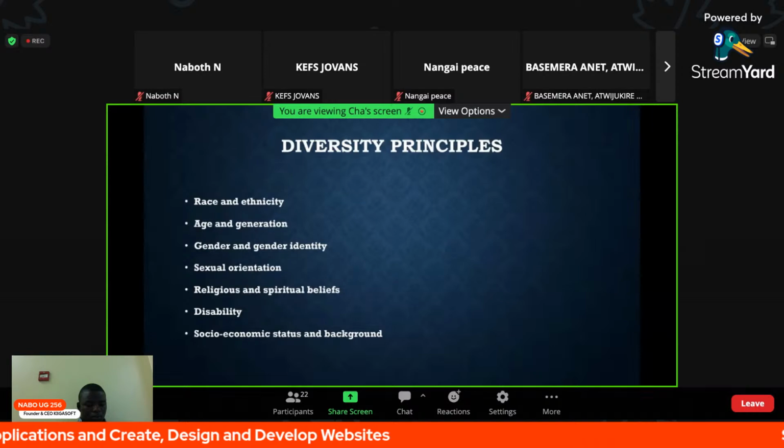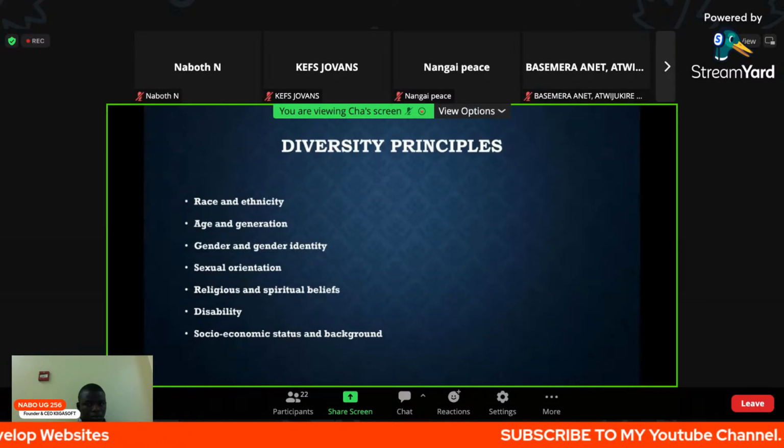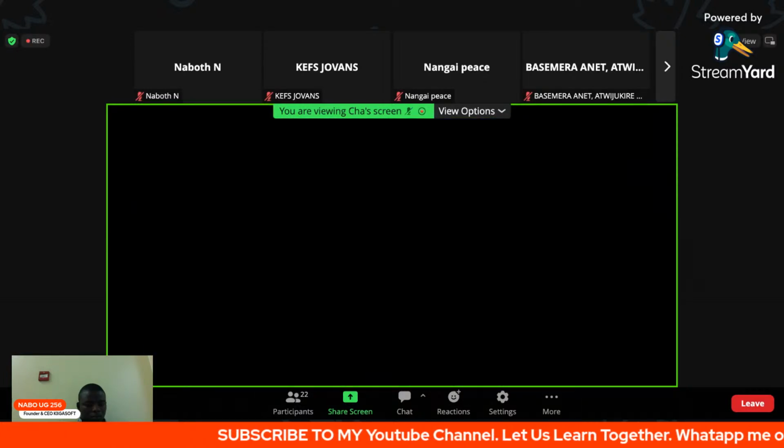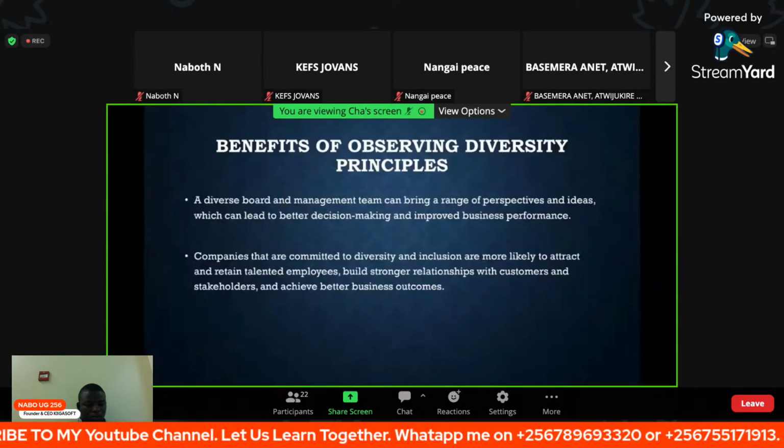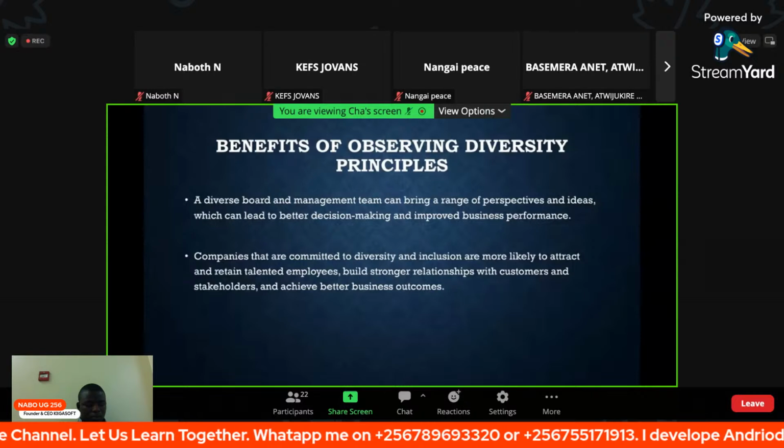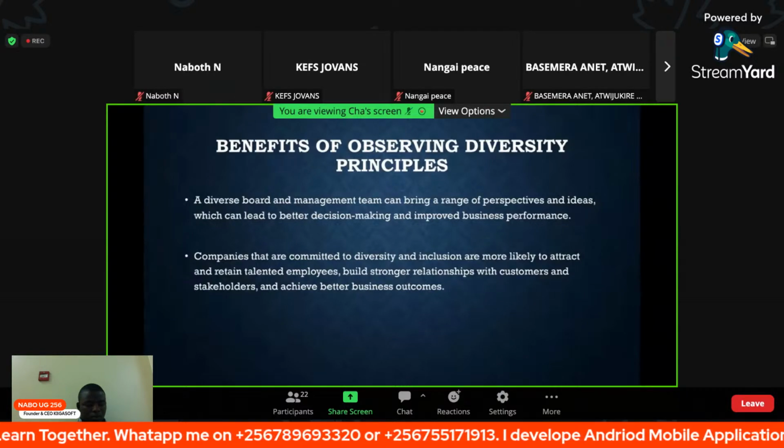This is all of the diversity principles. The details are mentioned in the write-up. I will share the write-up after the presentation. Then there are certain benefits of observing diversity principles. You can read the benefits in the slides.